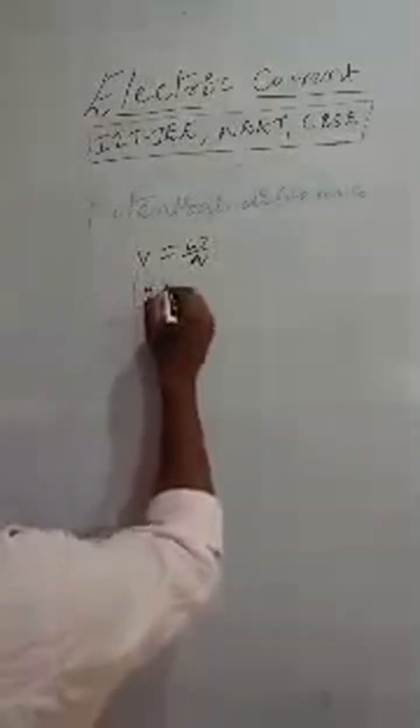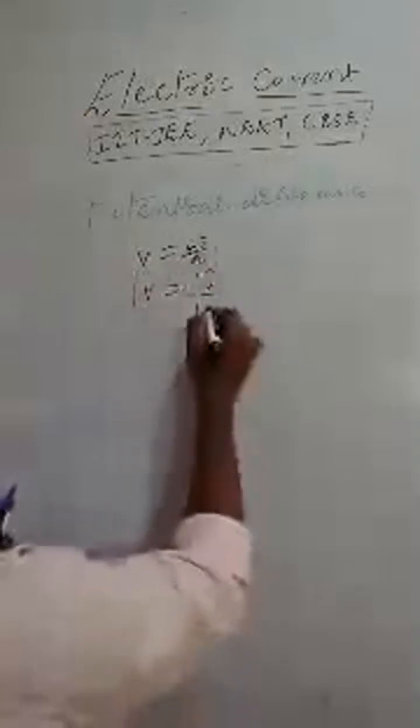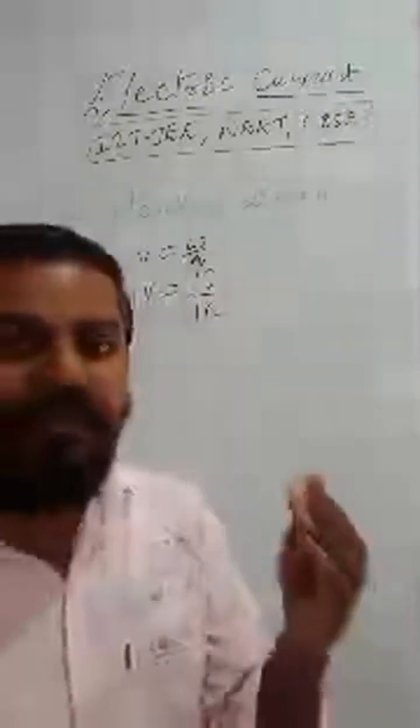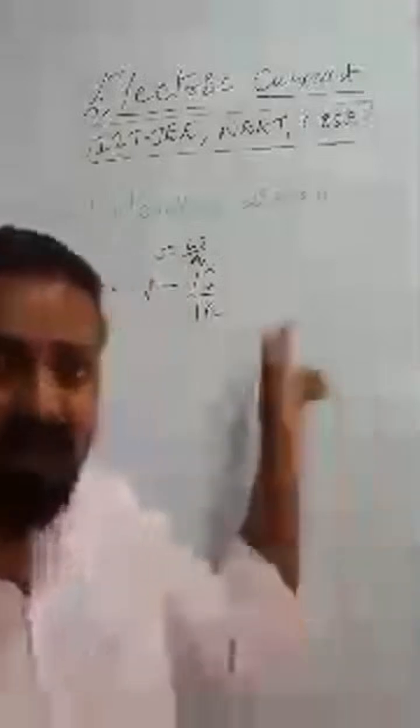Clear? Now we can take V equal to W by Q. What is the SI unit of potential difference? The SI unit of potential difference is volt, the SI unit of work is joule, and the SI unit of charge is coulomb. So 1 volt is defined as 1 joule of work done to bring 1 coulomb of charge from one point to another point.